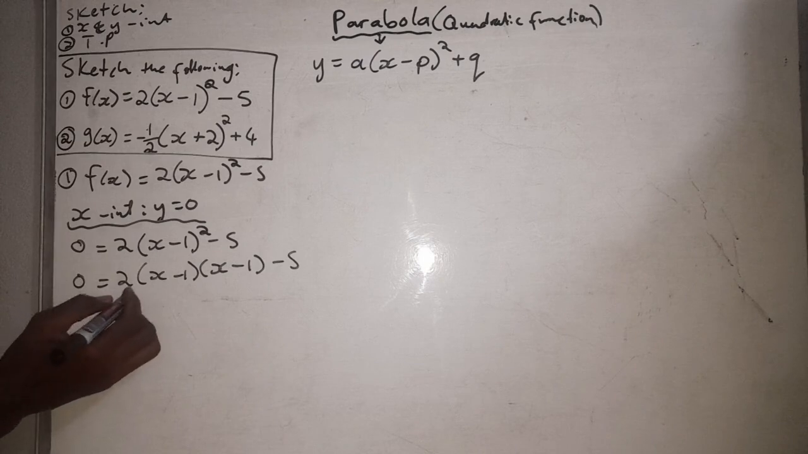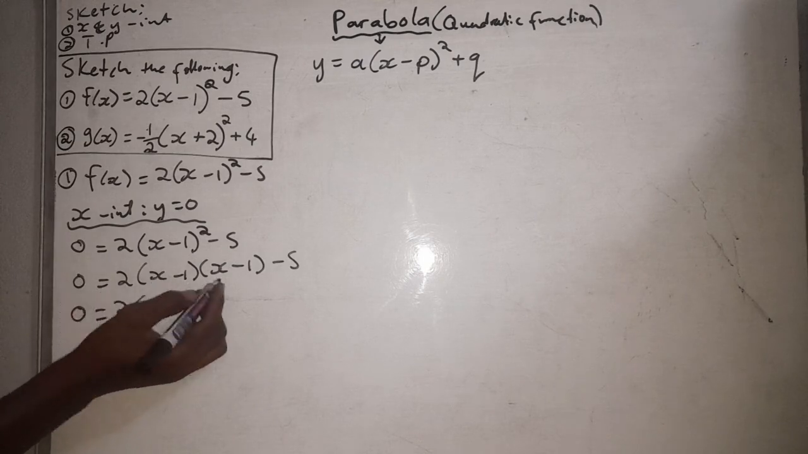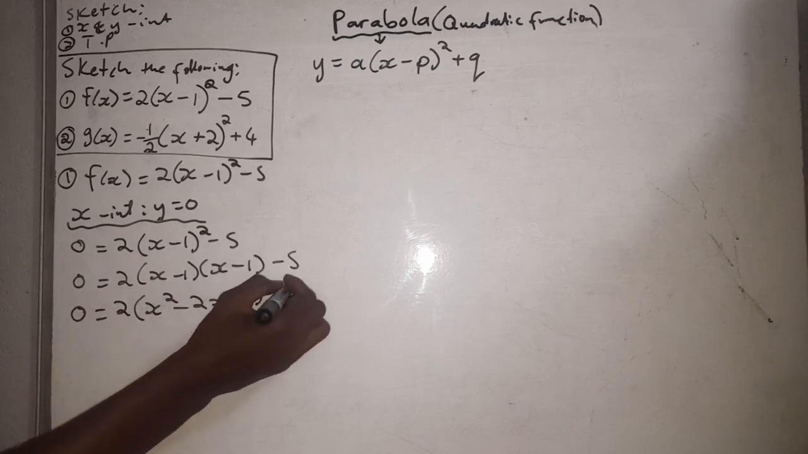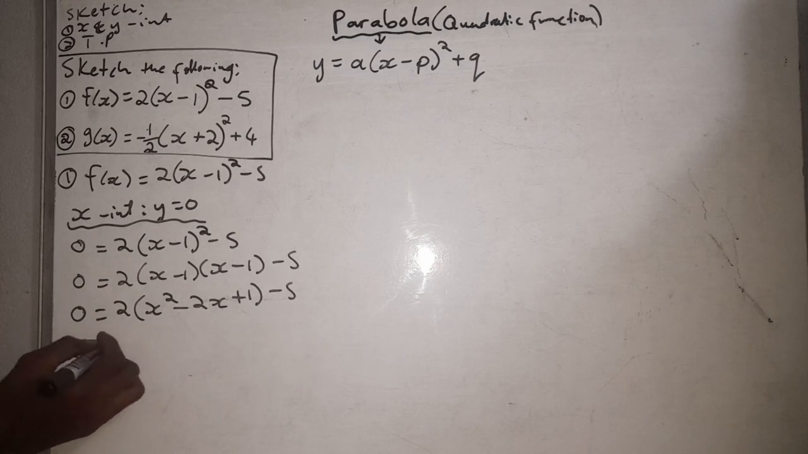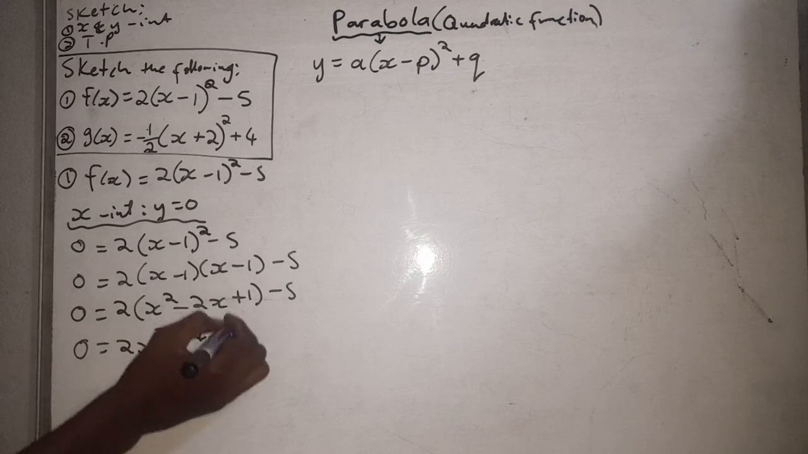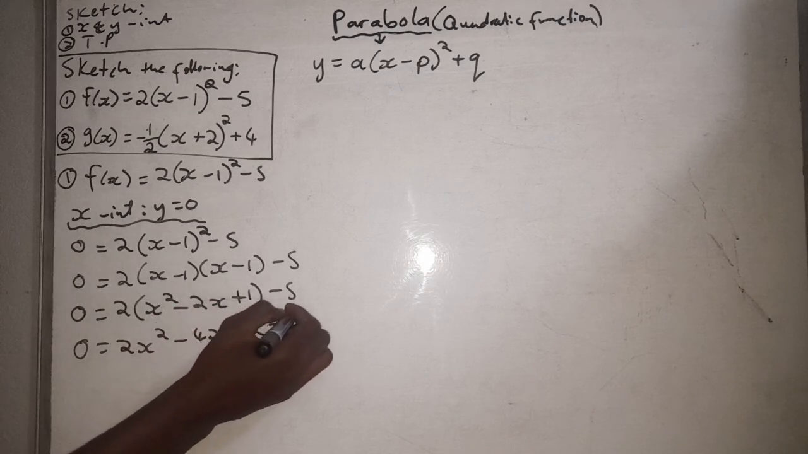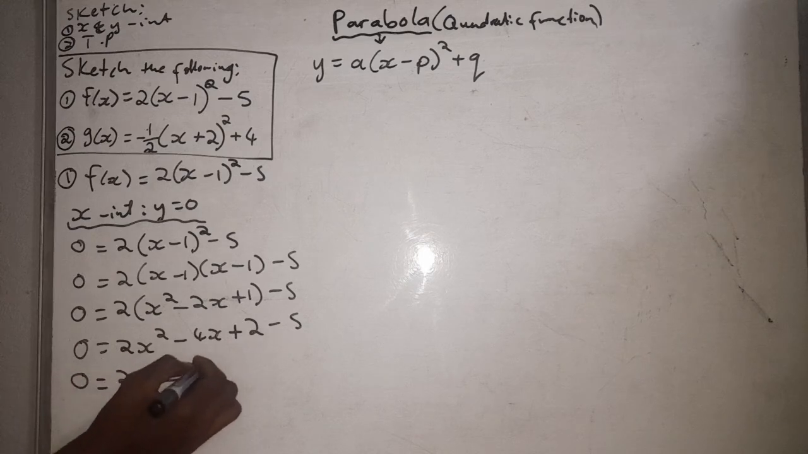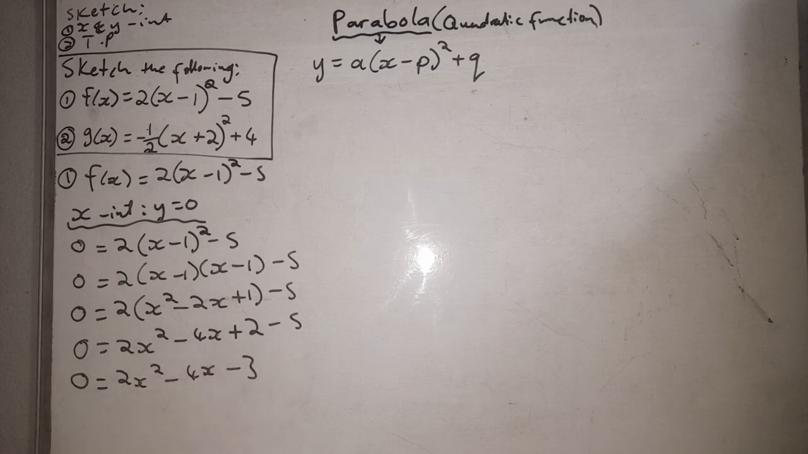Then 0 equals 2 into, x times x is x squared, the FOIL thing, then minus 2x plus 1, minus 5. Remove the bracket: 2 times x squared is 2x squared, 2 times negative 2x is negative 4x, then 2 times 1 is 2, then minus 5. 0 equals 2x squared minus 4x minus 3. Now you can work it out with the quadratic formula. I'm not going to factorize.